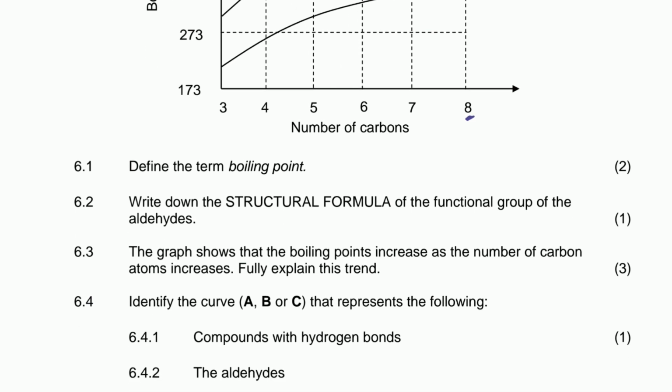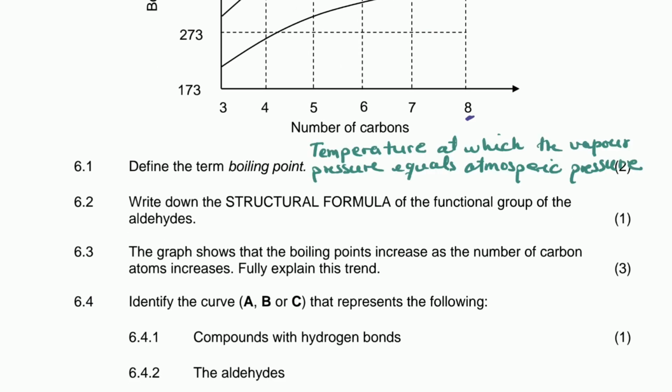It says, define the term boiling point. And now, what is boiling point? Boiling point is the temperature at which vapor pressure equals atmospheric pressure. This is the definition for boiling point. Quite simple, guys, and it is important to know because it's almost always in one of the exams.